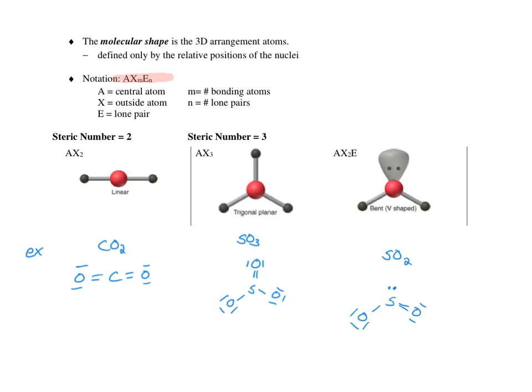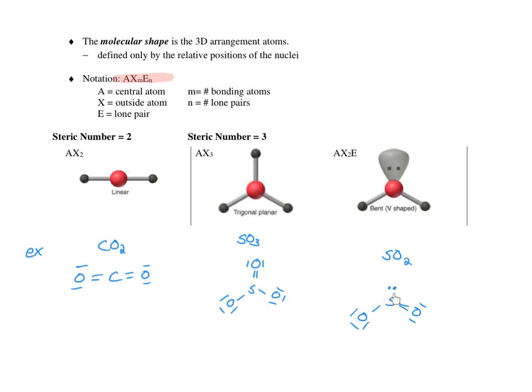SO3 is of the type AX3. We have a center atom, sulfur, and 3 outside atoms. Each of the charge clouds around the sulfur is a bonding type of charge cloud. That's why it's AX3, steric number of 3. SO2 is AX2E. That means that there are 2 bonding regions and 1 non-bonding region, this lone pair.